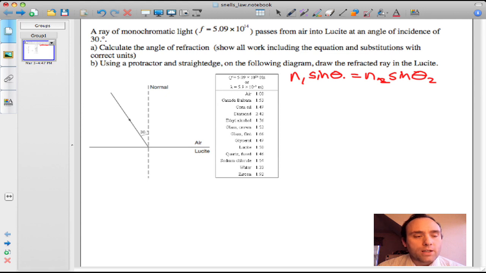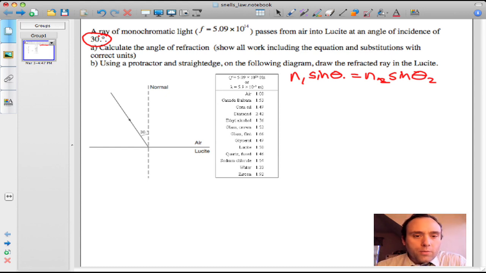The problem reads that a ray of monochromatic light passes from air to lucite, an angle of incidence of 30 degrees. Calculate the angle of refraction. So really, one of the more important parts of the information that's given is this 30 degrees here, which is shown on this diagram. The monochromatic part is only important so far as that our indices of refraction are based on light that's that similar frequency.